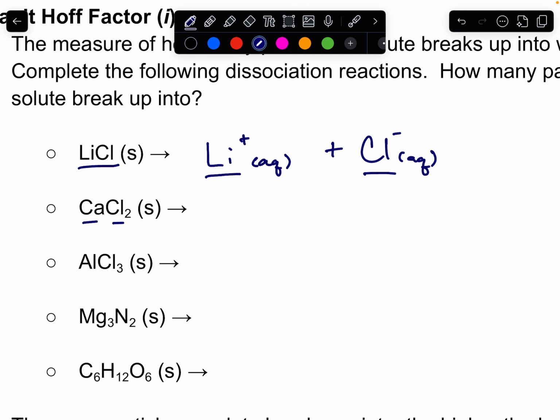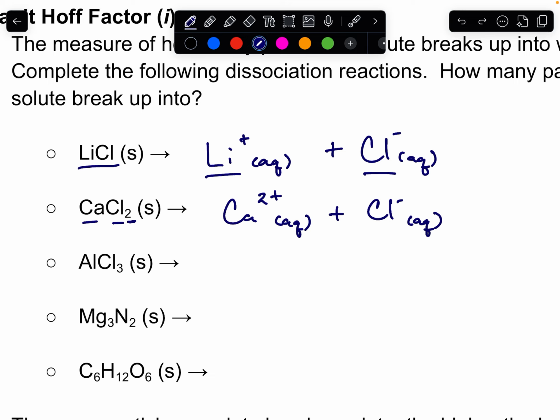Okay, if I come back over here to calcium chloride, the next one. Right, I've got calcium and chloride. So I've got calcium with that +2 charge. Right, and I've still got chlorine. Chlorine is still Cl-.